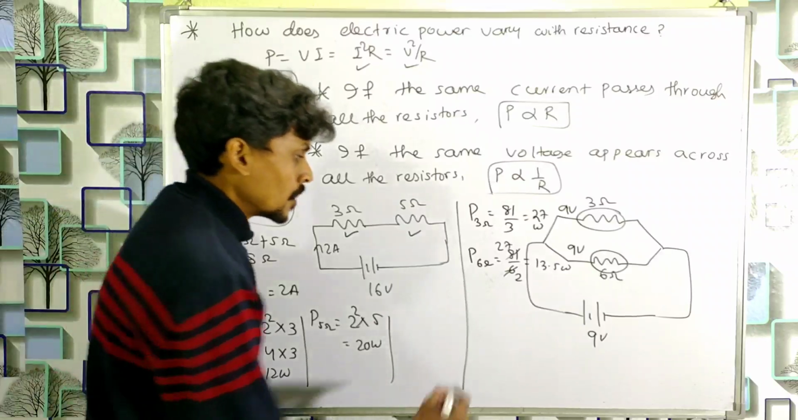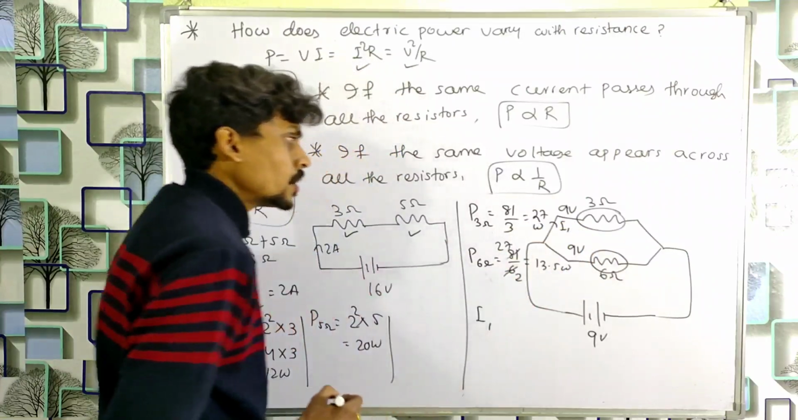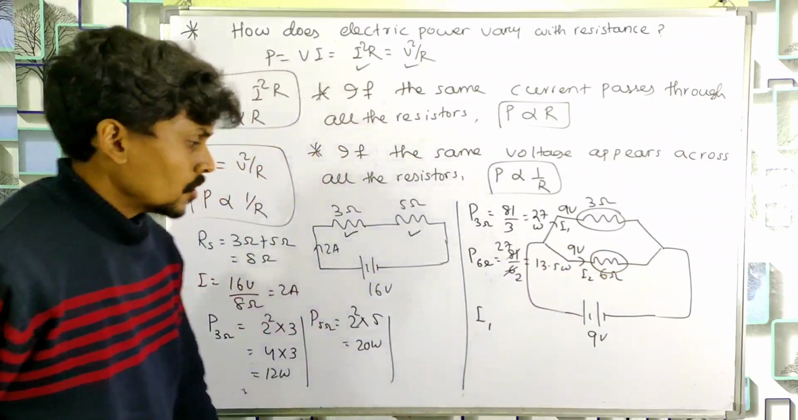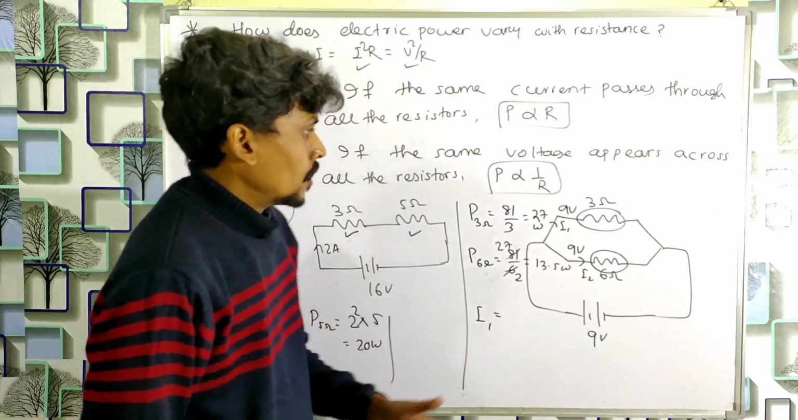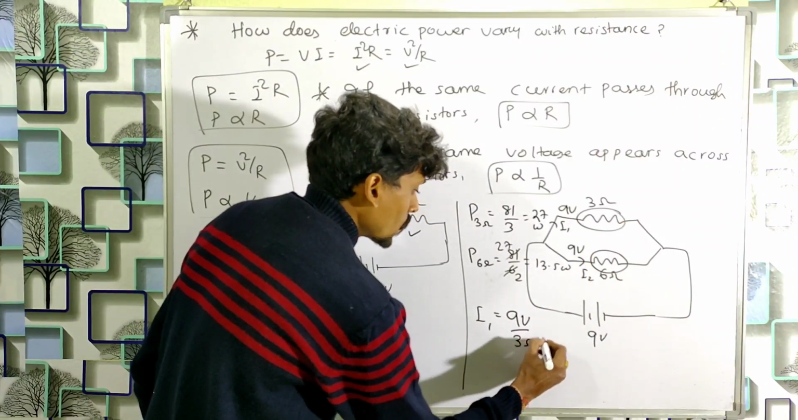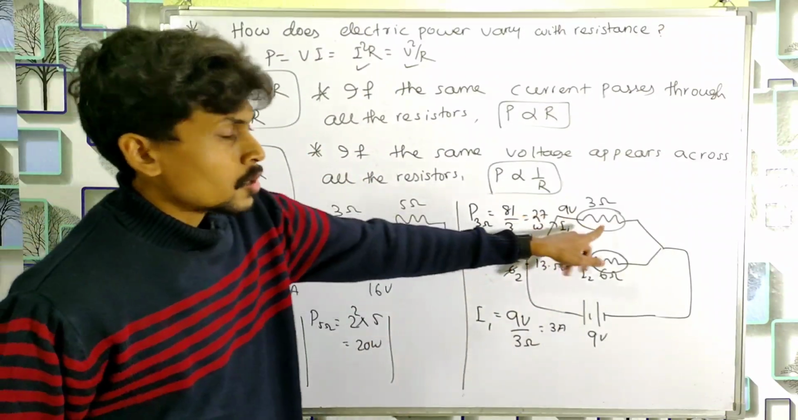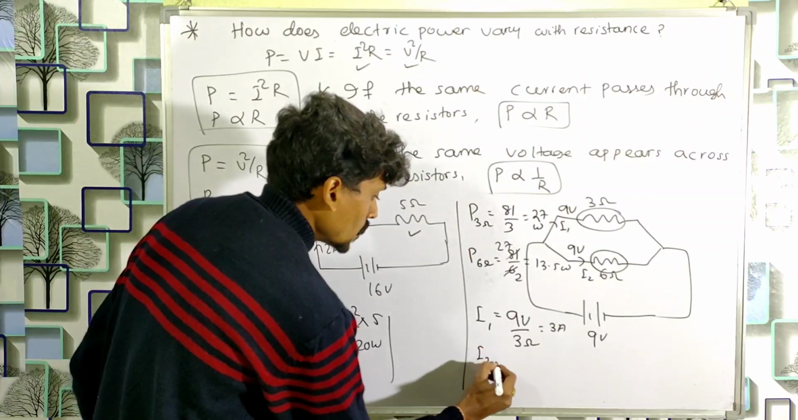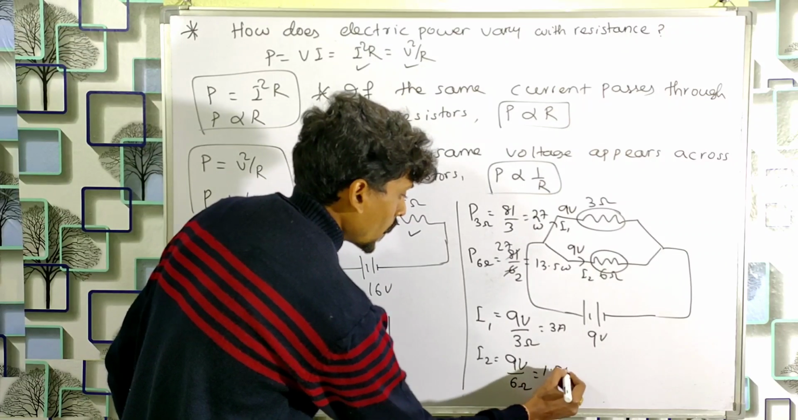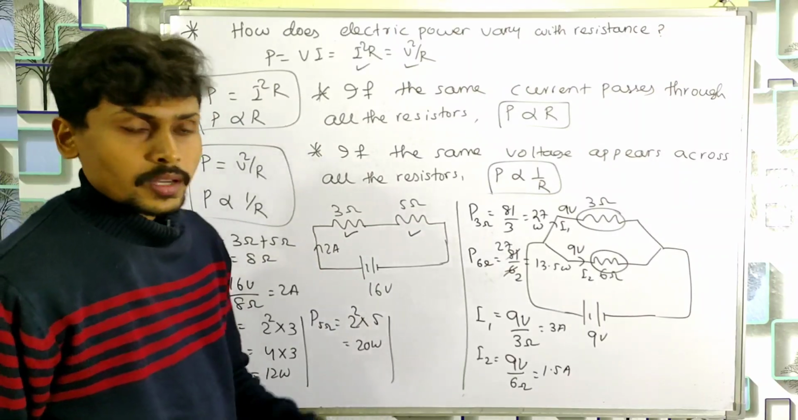So how to calculate it? Suppose I1 is the current through 3 ohm and I2 is the current through 6 ohm. So what is I1? The voltage across 3 ohm is 9 volt. So 9 volt by 3 ohm equal to 3 ampere. So 3 ampere of current is flowing through this 3 ohm resistance. And what is the current flowing through 6 ohm? 9 volt by 6 ohm, that is equal to 1.5 ampere. So 1.5 ampere of current flows through the 6 ohm resistance.